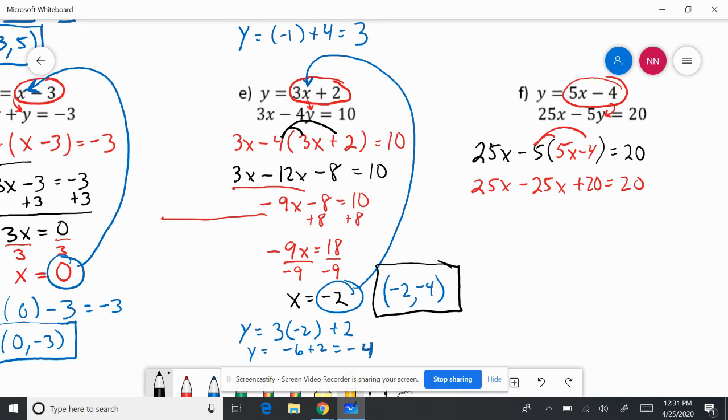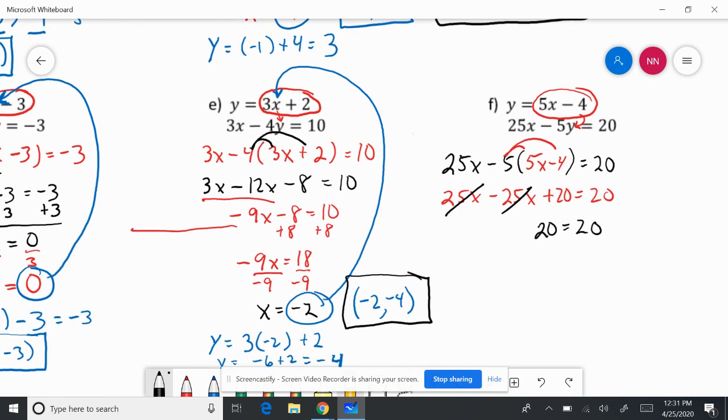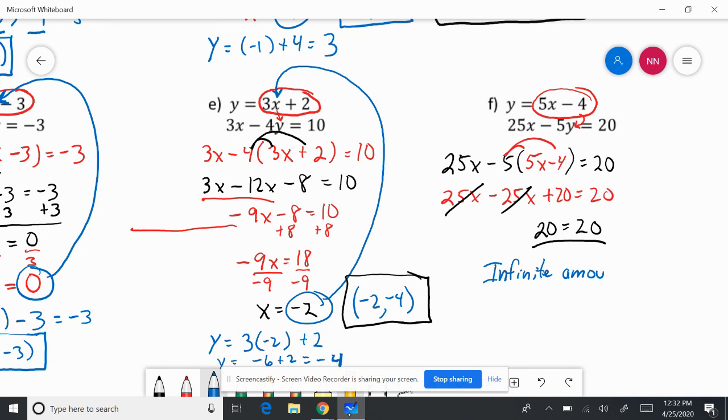Once again, what we notice is that the x's cancel. So we have 20 equals 20. Now, unlike letter C, where negative 6 does not equal 5, so it was no solution, 20 does equal 20. So in this case, what we're going to say is infinite amount of solutions.